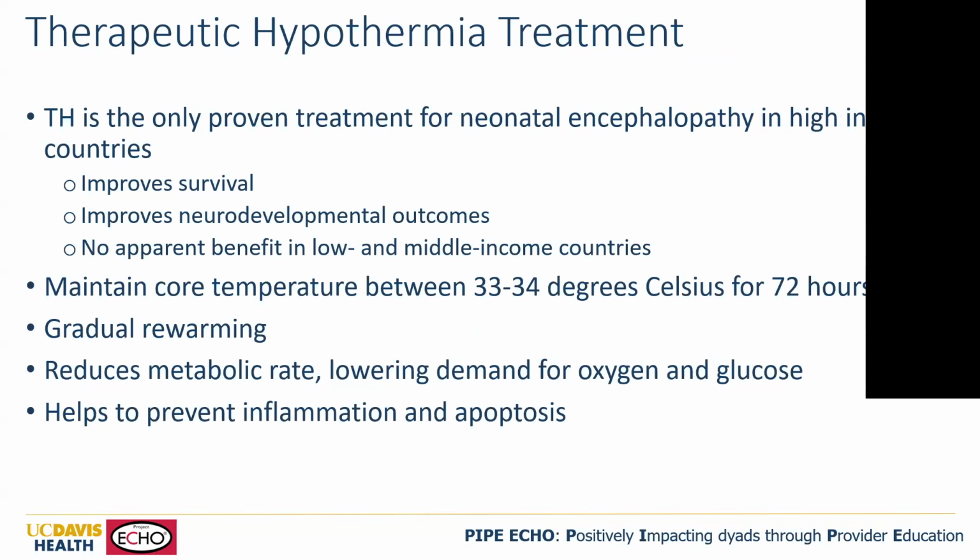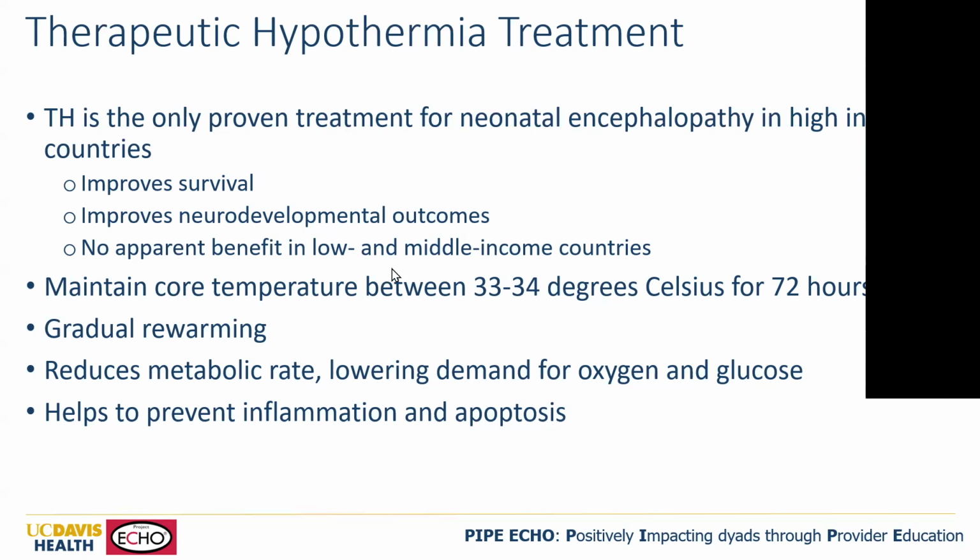I suspect you all have heard this, that therapeutic hypothermia in developed countries is the only proven treatment for neonatal encephalopathy. It improves survival and improves neurodevelopmental outcomes, but unfortunately in lower and middle income countries, there's no apparent benefit. So we're fortunate to live in a developed country that has access to this. But again, we need to be aggressive about getting it started early as much as possible and getting them transferred to a facility that can maintain them on active cooling.